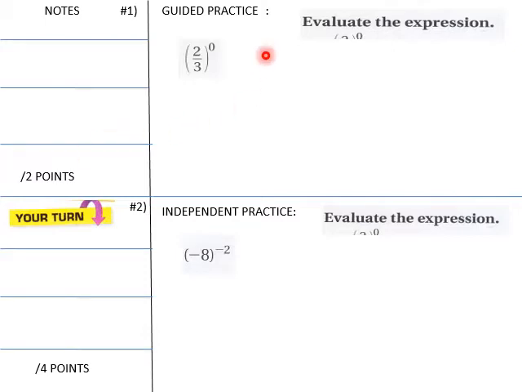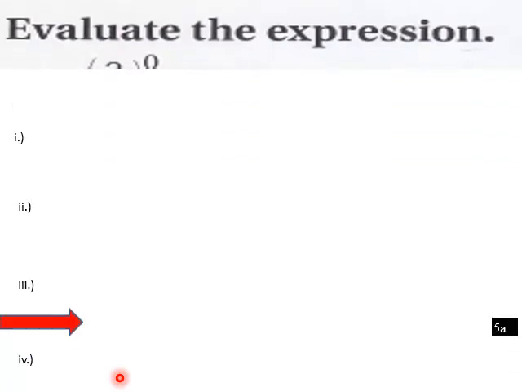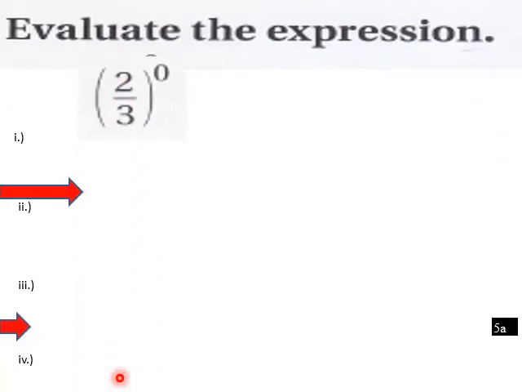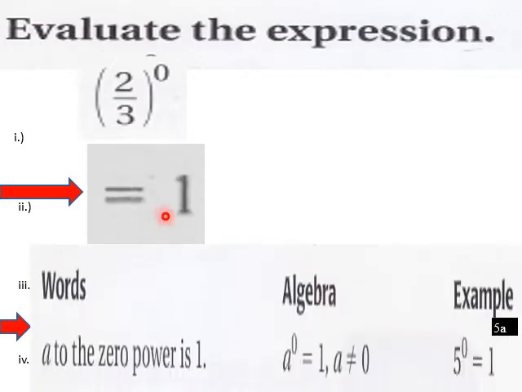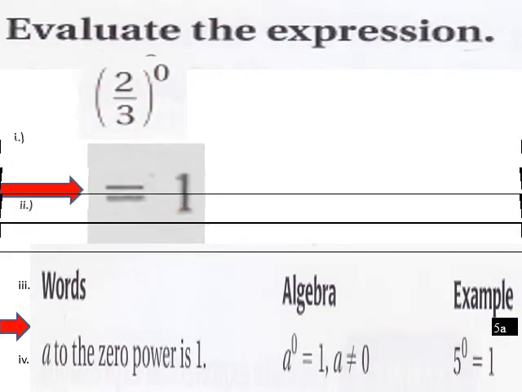Okay, guided practice here. Students, this is yours. We're going to do this now in the classroom. Evaluate this expression. So we have 2/3 to the 0 power is 1, and a to the 0 power is 1. Algebra, a to the 0 equals 1. Example, 5 to the 0 power equals 1. So anything to the 0 power is 1.